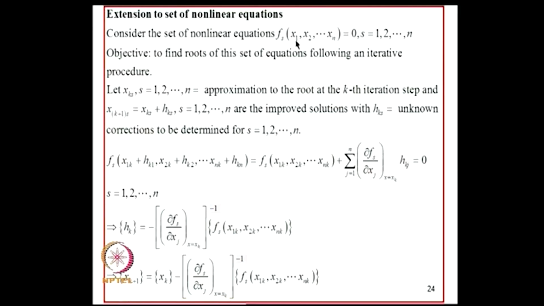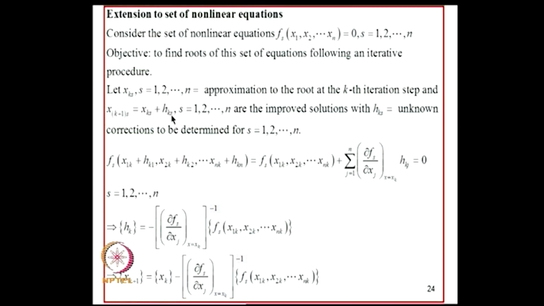Suppose I have f_s(x1, x2, ..., xn) equal to 0 for s equal to 1 to n. There are n equations in n unknowns. Now, how do we solve these equations? So, I take x_k^s, from s equal to 1 to n, as the approximation to the root at the kth iteration step, and x_{k+1}^s is what I need to find. This is x_k^s plus a correction. So, I need to find this correction.